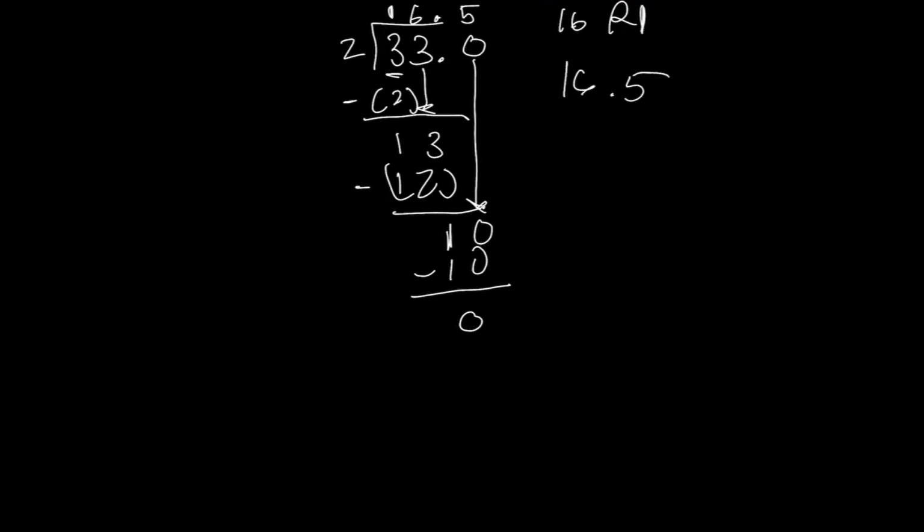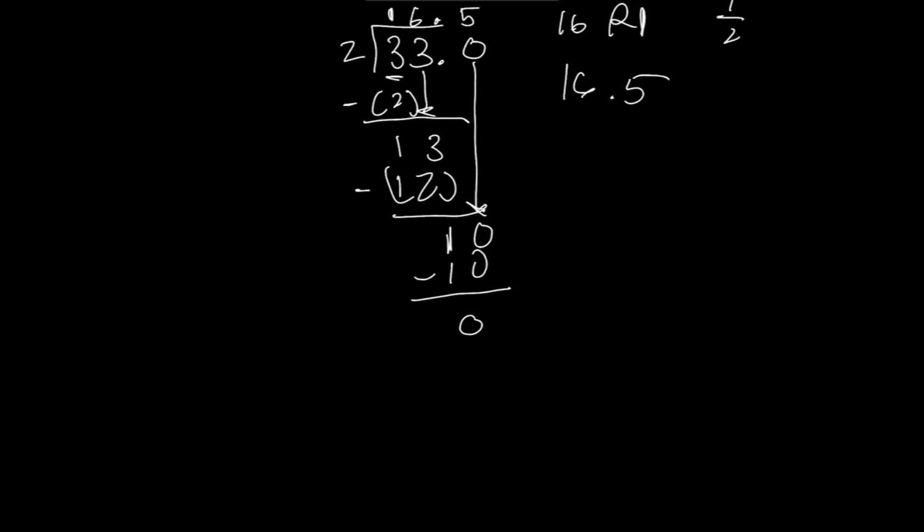Another way is if you're to do something like the grouping method, where you get 16 remainder 1, you can still do remainder 1 would be 1 over 2. All right, so I'm going to go over 2 more examples of this.